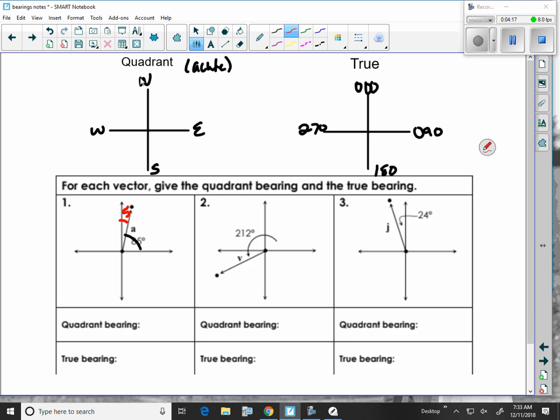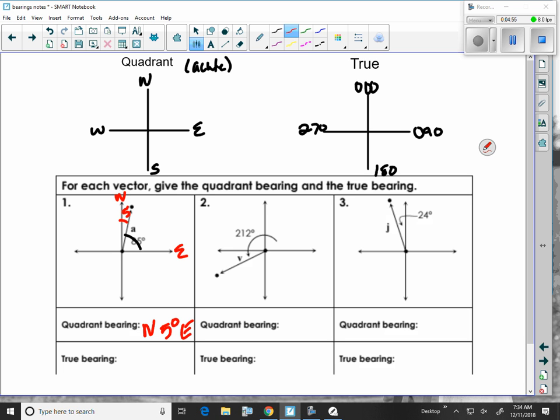So we know for quadrant we're going to do the direction. So this is north, this is east. The way that we write it is north 5 degrees, because that's how far we are from the north-south line, east. Whatever 2 sections your vector is between, that's going to be your direction. For example, if we were between north and east, it's going to be northeast. Questions on that?